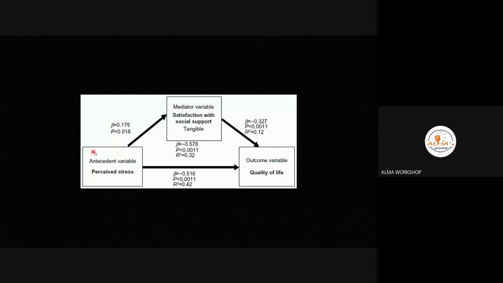I am again introducing other terminology for the independent variable. The independent variable is otherwise called the antecedent variable, and the dependent variable is otherwise called the outcome variable. The independent variable is also called the input variable, and quality of life, the outcome variable, is the dependent variable. In between, I am again introducing a terminology, the mediator variable. You can call this the confounding or the intervening variable, which is satisfaction with social support.